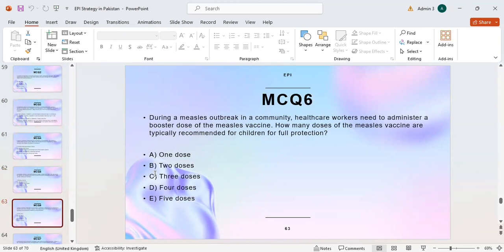MCQ number 6: During a measles outbreak in a community, healthcare workers need to administer a booster dose of measles vaccine. How many doses of measles vaccine are typically recommended for children for full protection? 1 dose, 2 doses, 3 doses, 4 doses, or 5 doses? The answer is 2 doses.